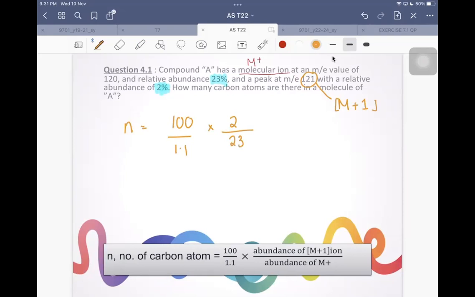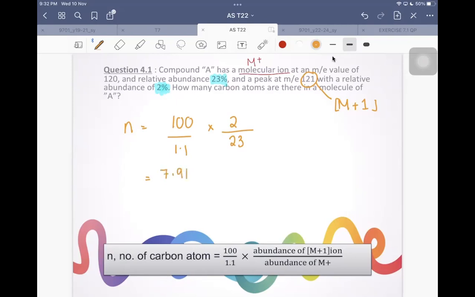Okay, so I just take 2 over 23. Why can't I take 2 over 100 divided by 23 over 100? The percentage will cancel out. Okay, so if I do the calculation, 100 over 1.1 times 2 over 23, I should get 7.91, okay?